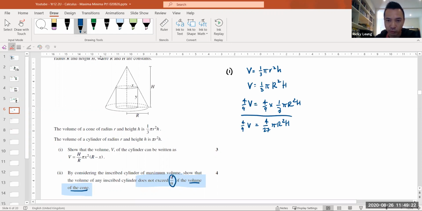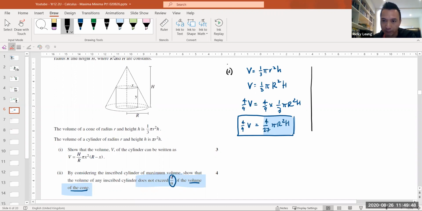Yeah, this is what I'm targeting. I want to show that the maximum volume of the cylinder is smaller than this. It doesn't exceed this, right? Yep. So in other words, if this question was nice, the maximum volume of this cylinder is going to be exactly equal to this. So let's go there. So from part 1, so here's part 2.